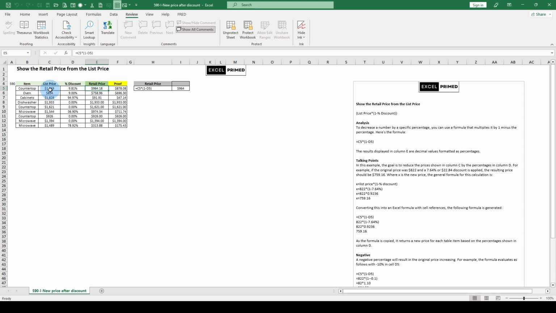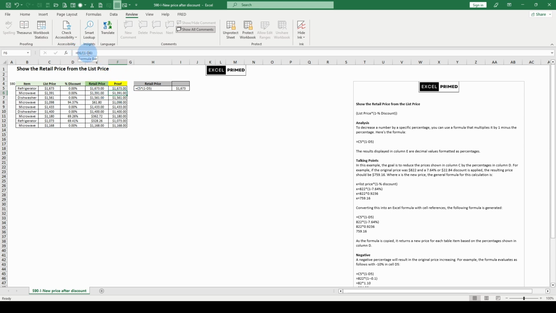All we're doing is C5 times 1 minus D5. We're taking 90.19% of this list price, and we're showing it here. Here's the proof. And the proof is E6, our retail price.